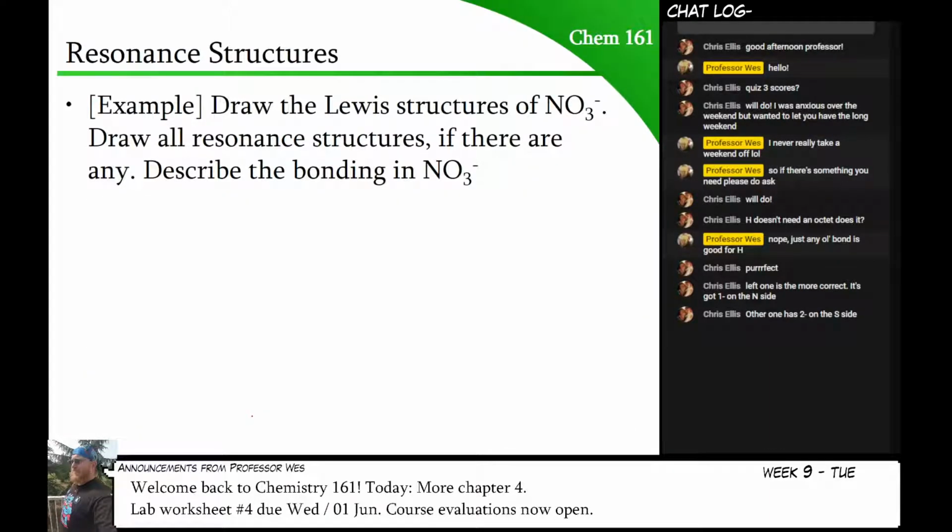So for the last example we're going to do today, I want you to draw the Lewis structures of nitrate. So draw NO3-. You're going to notice that you can move the double bond wherever you want to, so you're going to have that many structures. And then we're going to calculate the bonding in NO3. It's not going to be a single bond. It's not going to be a double bond. It's going to be some average between them based on how many structures you draw.